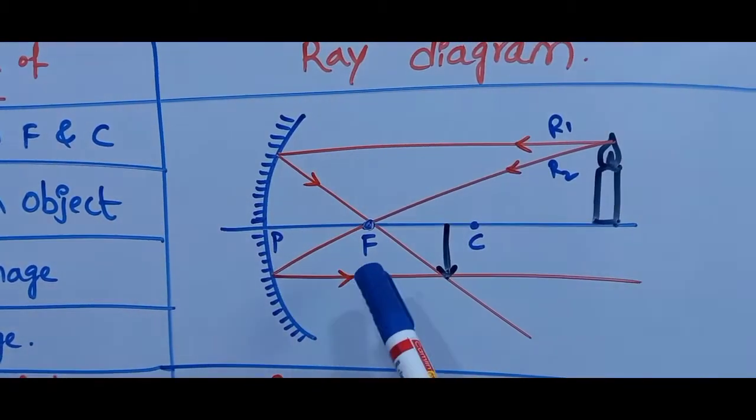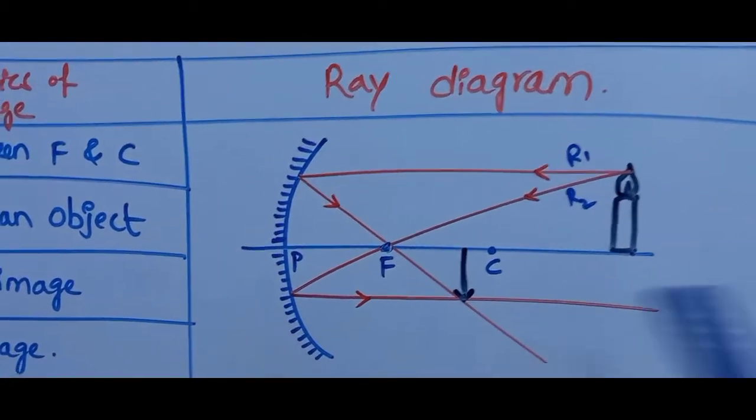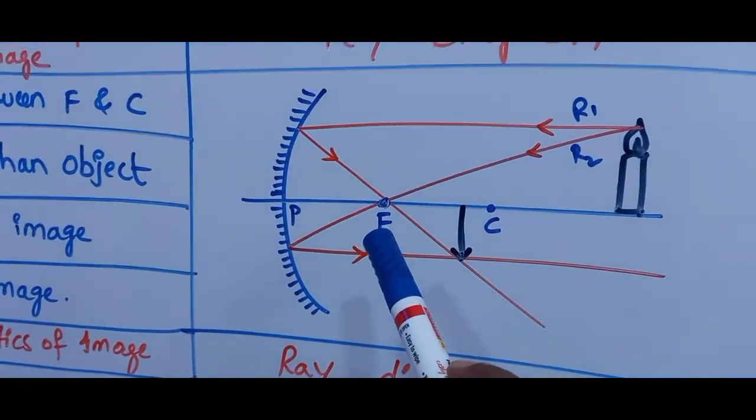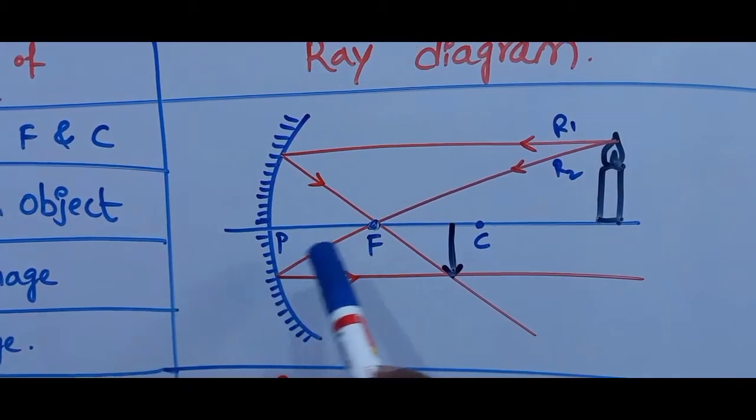And in front of the concave mirror, upon the principal axis, we have represented F. F is nothing but the focal point of the mirror. And the distance from here to here is the focal length. So this distance is the focal length of this mirror.